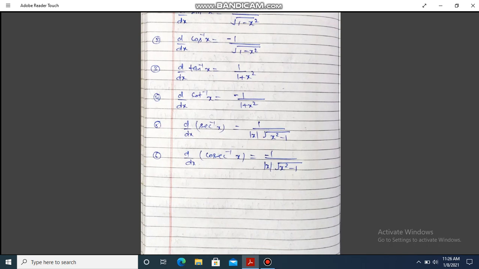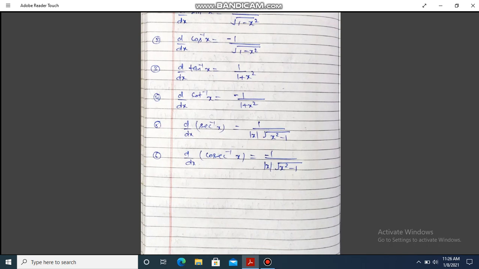Now what is the meaning of this modulus? The meaning of this modulus is whatever the value of x is, the result is going to be positive. So 1 upon under root of x square minus 1 into modulus x will give you only positive value. Whether the value of x is negative, that doesn't affect your result. You will always get the differentiation of sec inverse x as positive value.